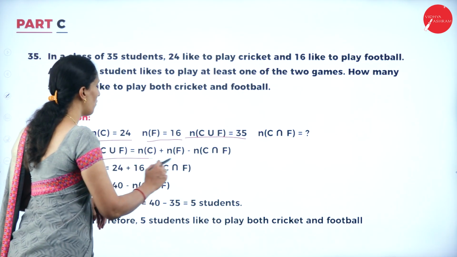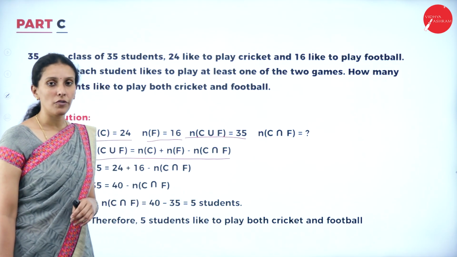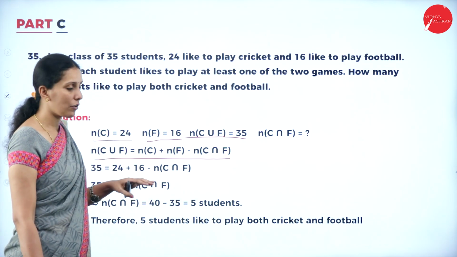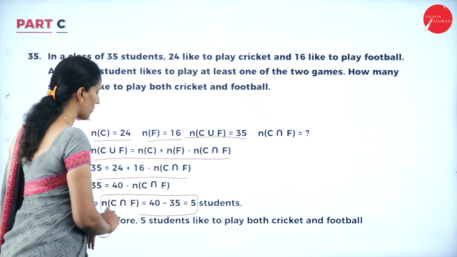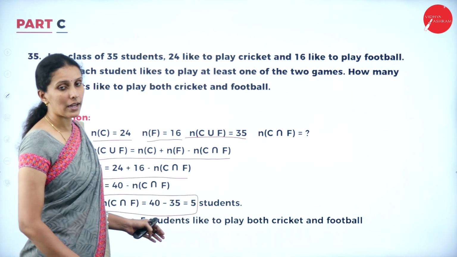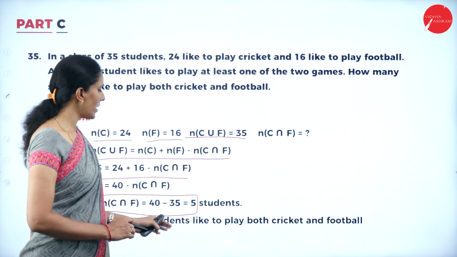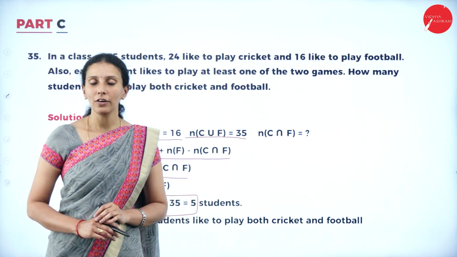So, this is the formula we use to calculate the number of students who play both cricket and football. On solving this, we will get the answer as 5 students. So, conclude the statement by writing, therefore, 5 students like to play both cricket and football.